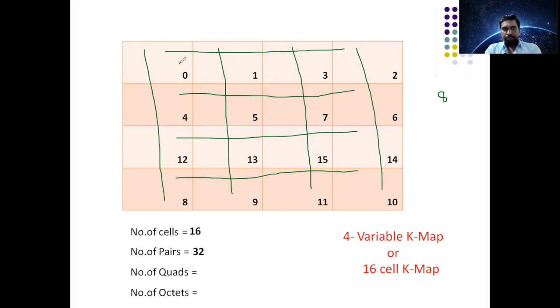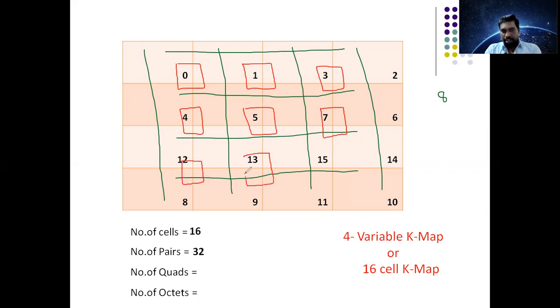Okay, plus 0, 1, 5, 4 is 1 quad, 1, 3, 7, 5 is 1 quad, 3, 2, 6, 7 is 1 quad. Likewise, 4, 5, 13, 12 is 1 quad, 5, 7, 15, 13 is 1 quad, 7, 6, 14, 15 is 1 quad. Now, 12, 13, 9, 8 is 1 quad, 13, 15, 11, 9 is 1 quad, 15, 14, 10, 11 is 1 quad. Total we are having 9 extra.